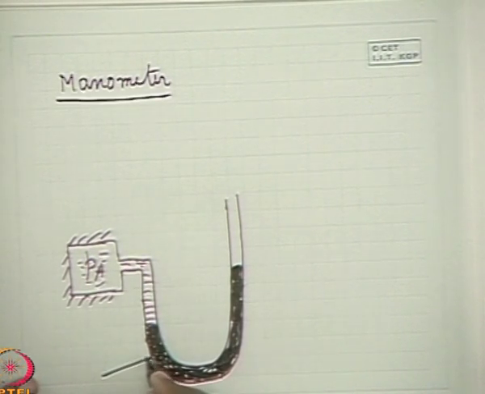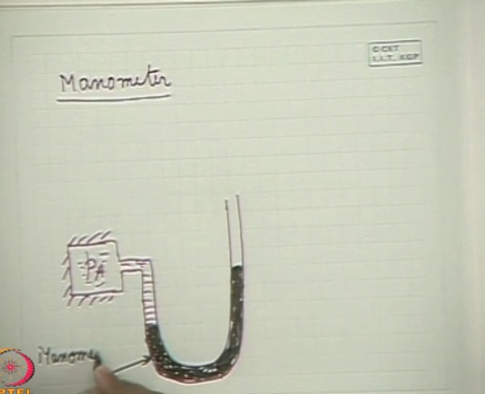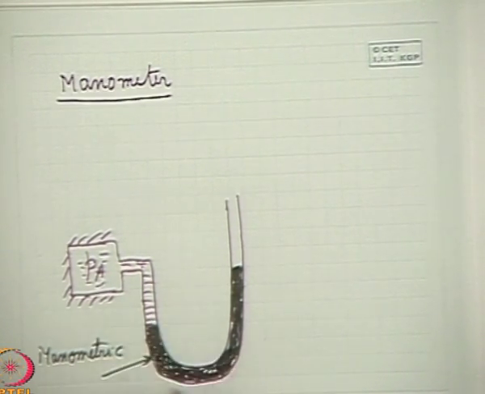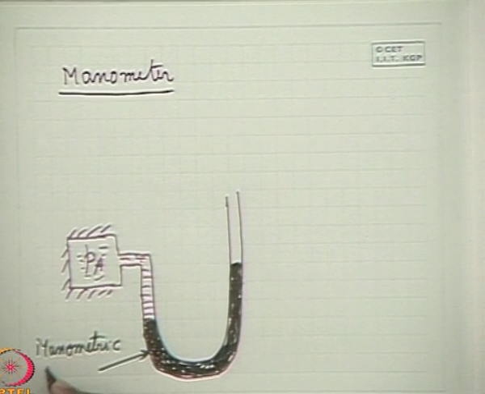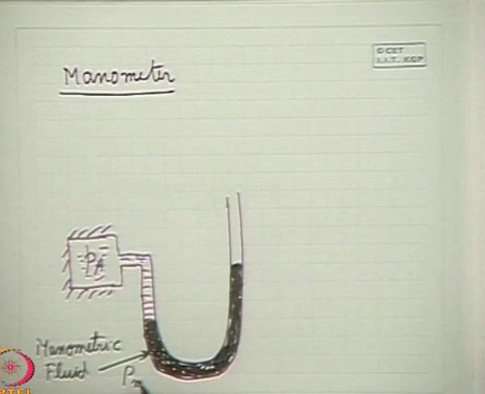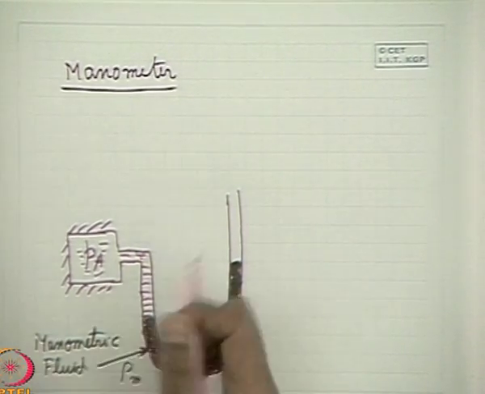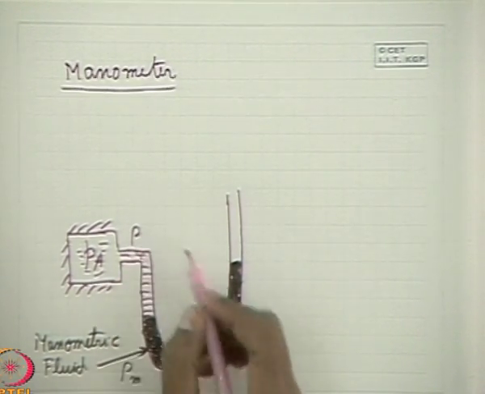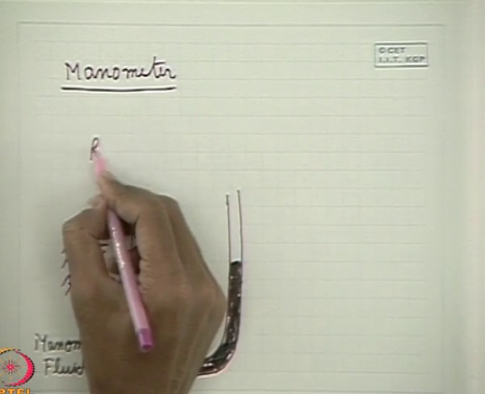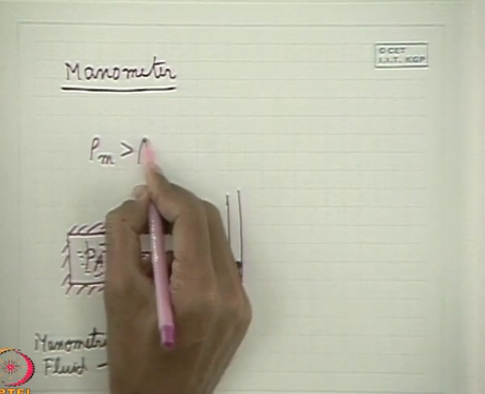This fluid is known as manometric fluid, the fluid used in the tube manometer. This is known as manometer. This is known as manometric fluid. Let its density be rho m. Let the density of the system fluid be rho. So obviously rho m is greater than rho.